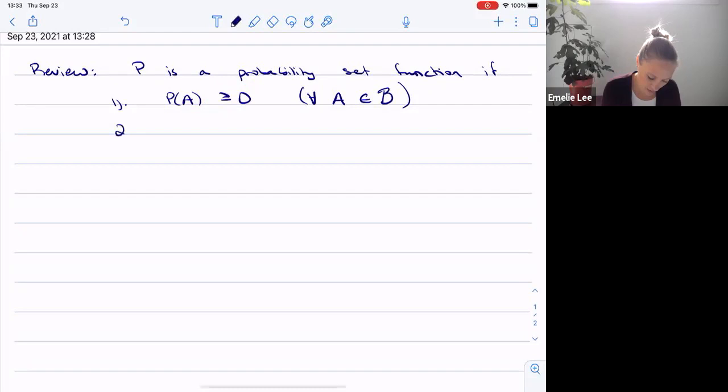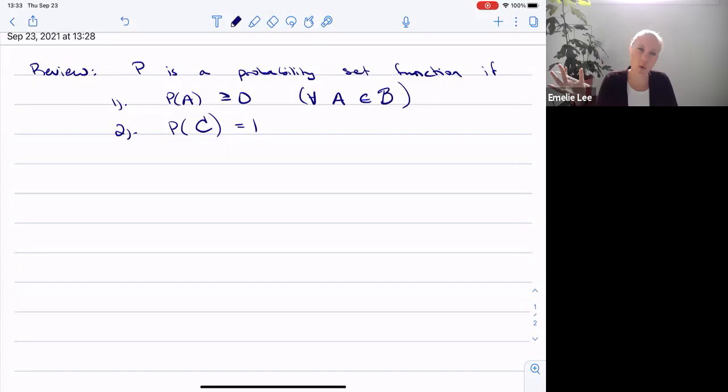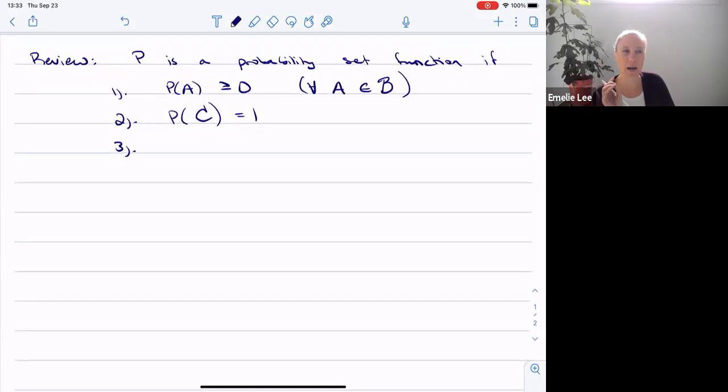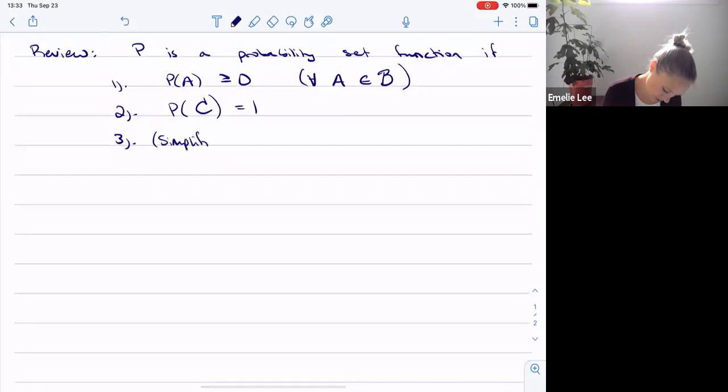Second fact to remember is that the probability of the sample space has to be one, right? The probability of one of all possible things happening is one or 100%. And the last thing which we ended up using a lot is, and I want to just do a brief version of it, the simplified version with only two sets.